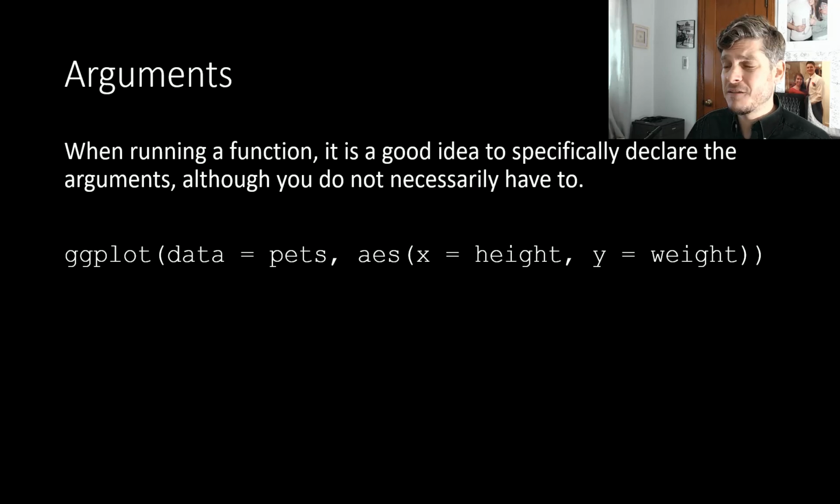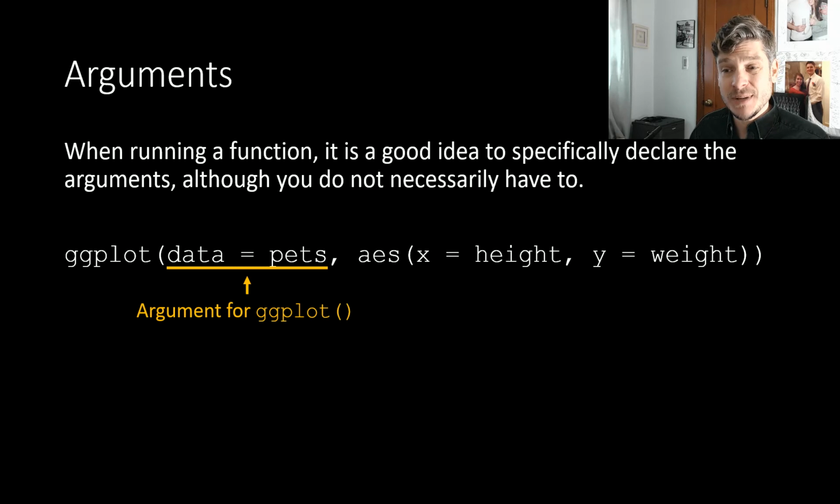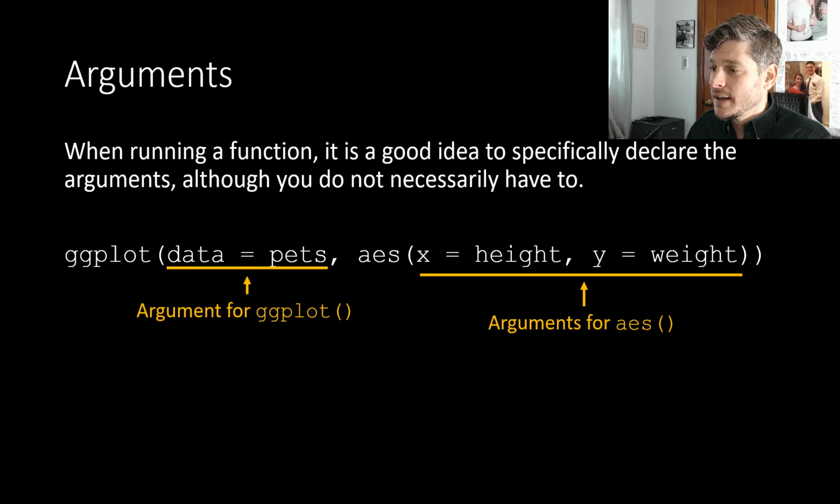And then in my aesthetic function, well, then we have our x's and our y's. So again, we have arguments for ggplot, which in this case, my first argument is what is my data? My data equals my pets data frame. And then my second is I have a function inside of a function. My aesthetic function has its own arguments. And again, typically it has its own arguments for the x variable and the y variable.